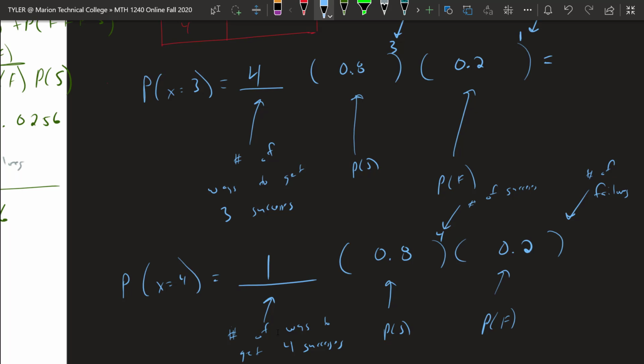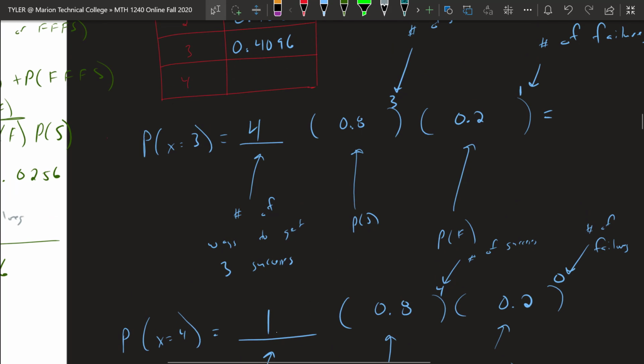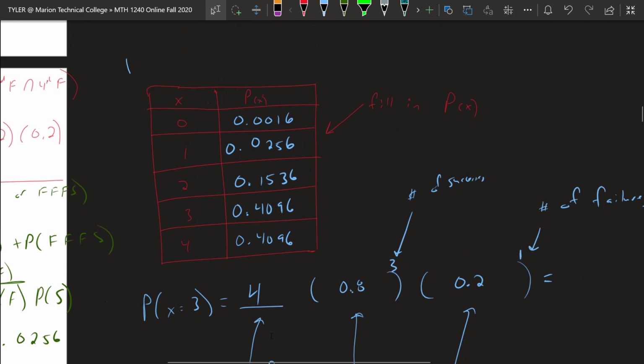0.8 would be raised to the 4th power because we have 4 successes, and there would be 0 failures then, right? So that would be raised to the 0 power. So if you plug that into your calculator, you should get that equals 0.4096. Right? So this table was what we were after. That's the probability distribution.